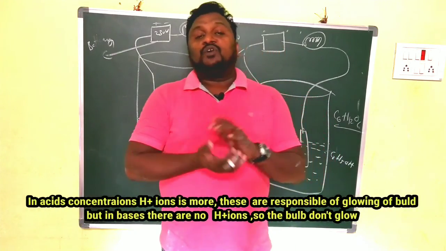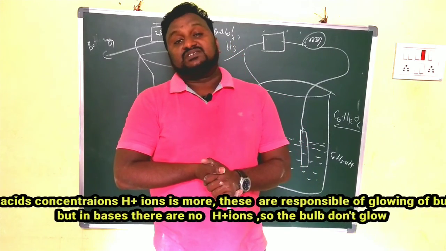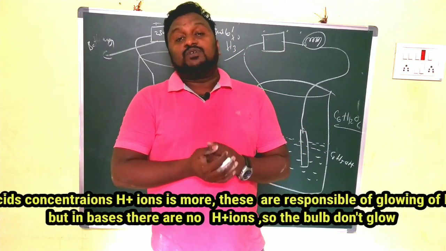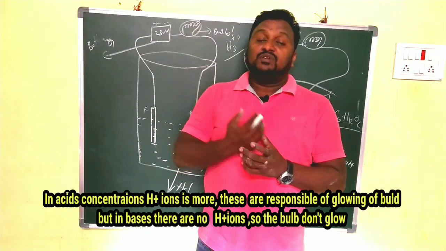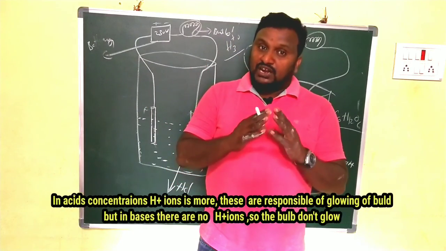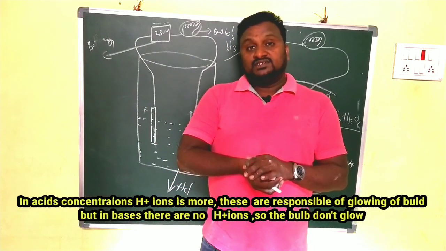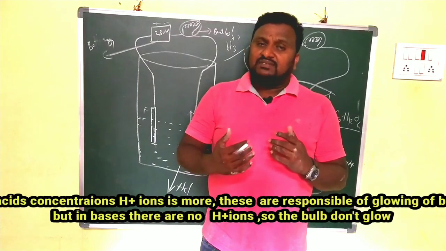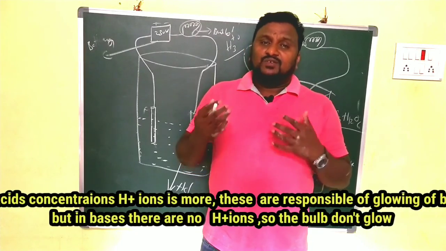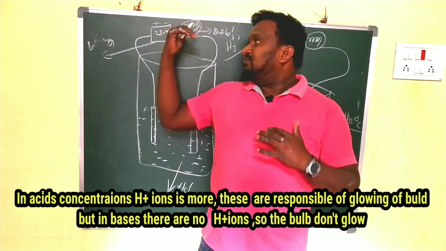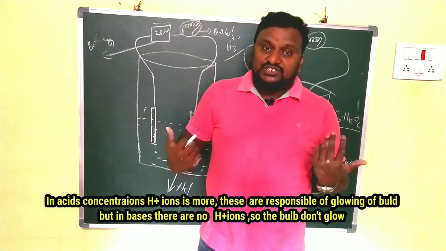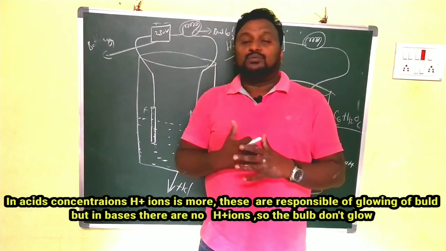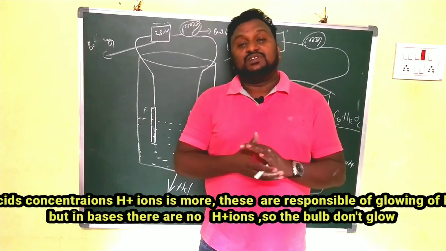If you take substances like glucose and ethyl alcohol, then there is no moving of ions between the two graphite rods. Only when there is moving of ions will the bulb glow, otherwise the bulb does not glow. So from this activity, what do you have to decide? If you take an acid solution, the bulb will glow. If we take a solution and the bulb does not glow, that means it is a base solution.